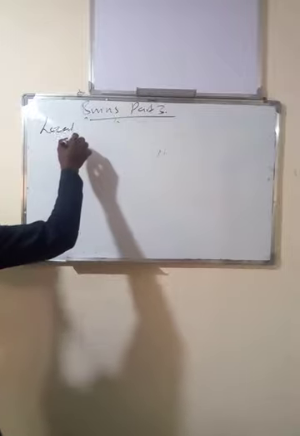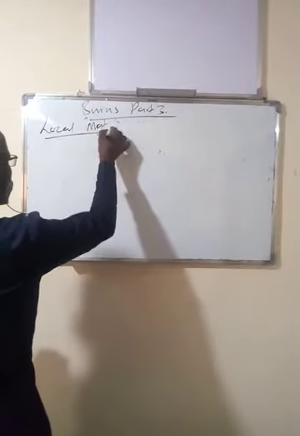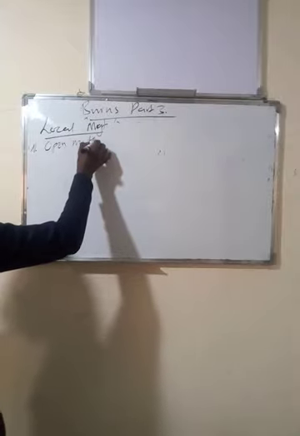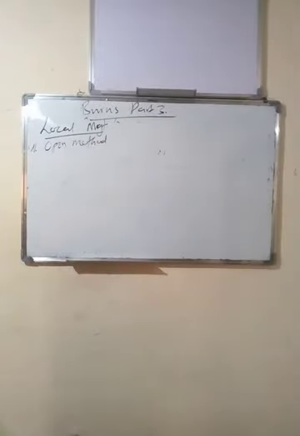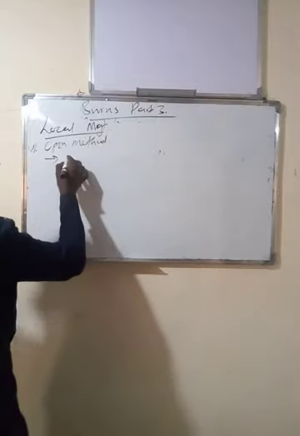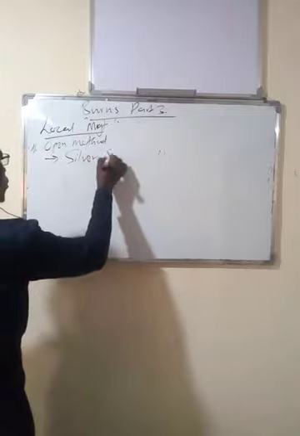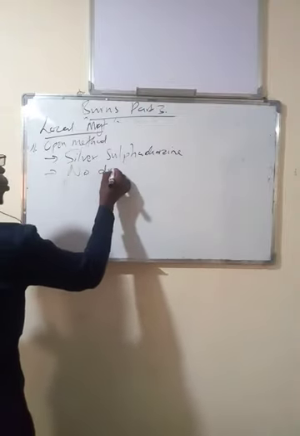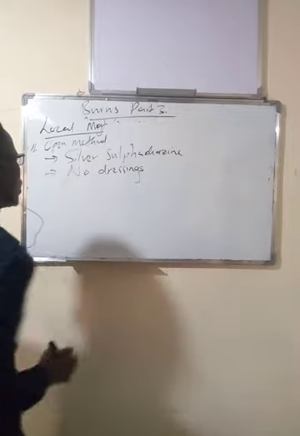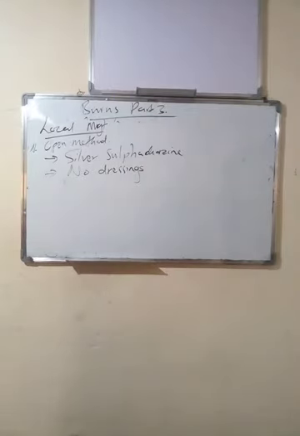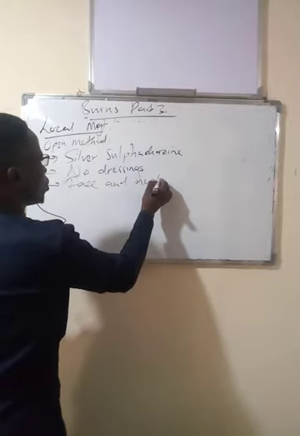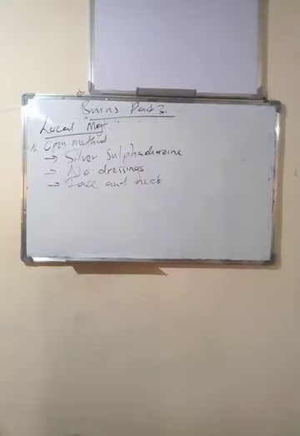With local management, we have, number one, the open method. With the open method, what you do is apply what is called silver sulfadiazine, without any dressings. Here you don't put any dressings at all. You leave it open, and that's why it is called the open method. This is commonly used especially on the face and the neck. So if the burns involve the face and the neck, you do not put any dressings.